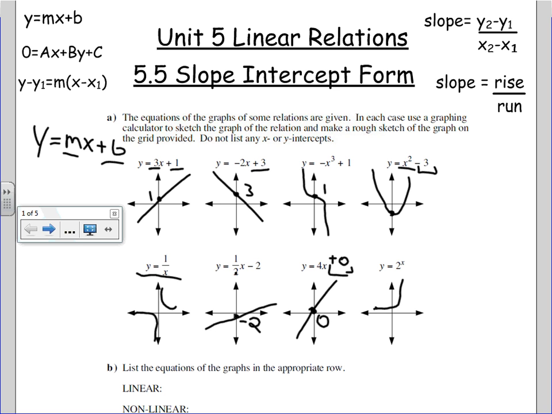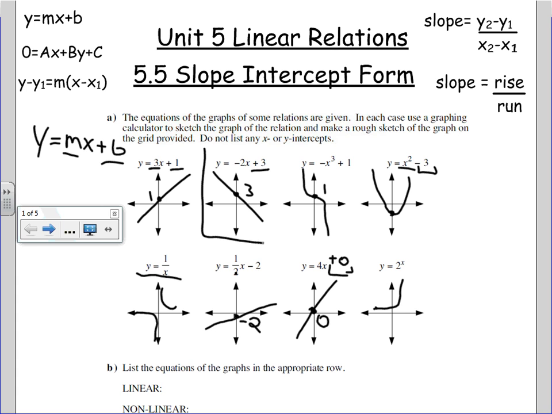So if you look at the bottom, it asks you to list all these graphs as either linear or non-linear. Which ones are linear? Someone give me an example of one of the linear ones. Josh. First one. What's another one? Emily. Second one. What's a non-linear one? Jared, give me a non-linear one. Which one? You think this one is non-linear?